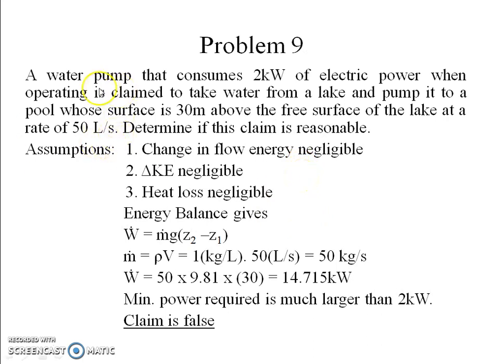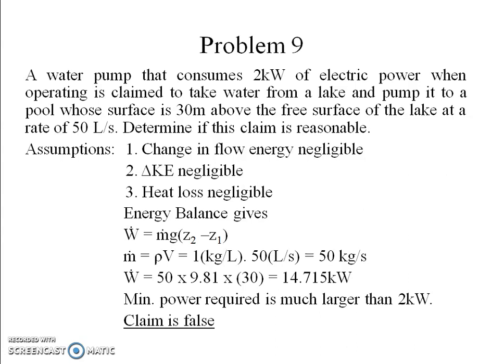Fine. Now let's proceed to the third problem. This problem says that we have a water pump. It consumes 2 kilowatt of electric power when operating. It is claimed that this pump can be used to lift water from a lake and pump it to a pool which is 30 meters above the free surface of the lake. And the rate at which it delivers water is 50 liters per second. Now you have been asked to determine if this claim is reasonable or not. You have to find out whether this is a false or true statement.